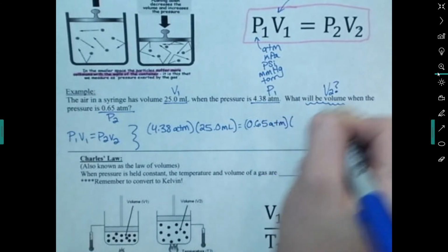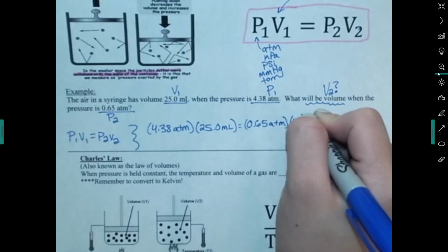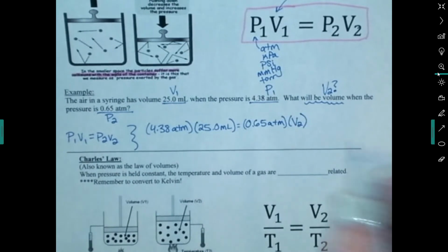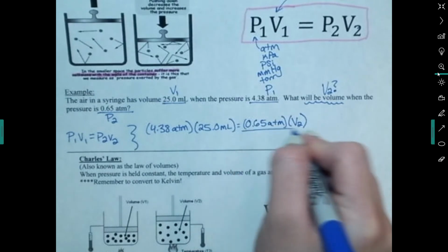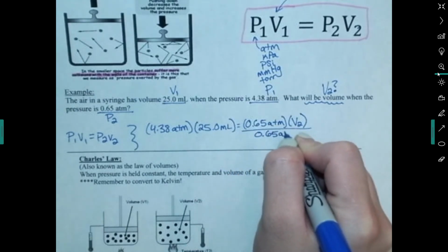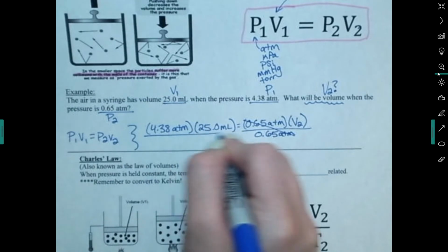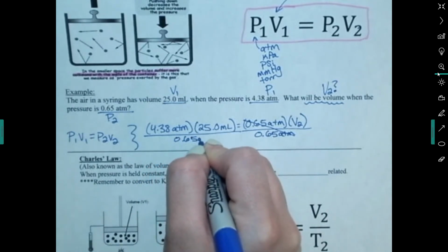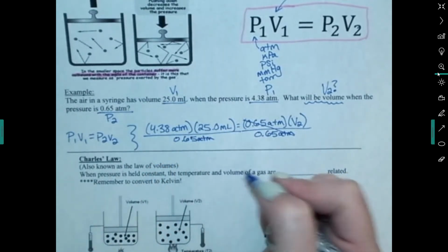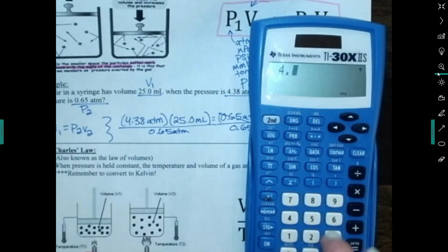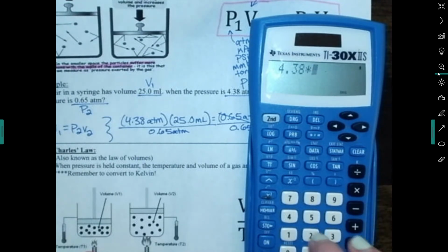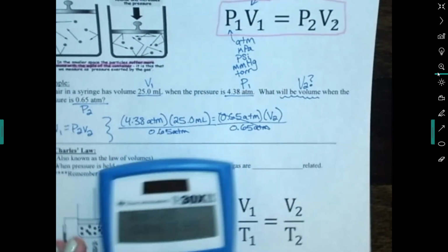And my V2, that's my variable. That's like my X. You can call it X if you want. I'm just going to label it V2. That's my variable. Okay, so now I need to get volume V2 by itself. So I'm going to divide by the 0.65 atmospheres to get rid of it. Do that to both sides. Get out my calculator. And in my calculator, I'm going to put 4.38 times 25, enter, divided by 0.65, and I get this, 1.64.